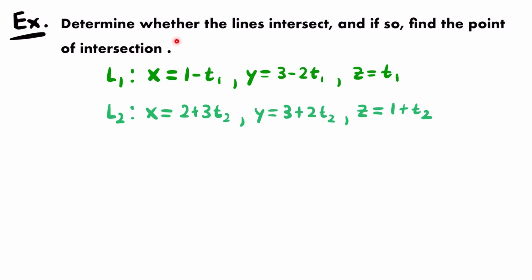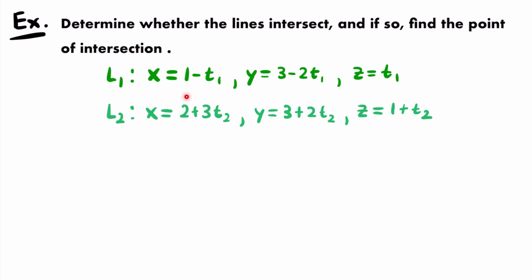We want to determine whether the lines intersect, and if so, find the point of intersection. All right, and so we're going to go through those 3 steps, or those 3 guidelines that we just looked at. And the first step was to determine if our lines are parallel, because if they are, then they don't intersect, and so we won't be able to find a point of intersection. Okay, and so what we have to do here is find a direction vector for each of these lines. And so let's start with line 1.